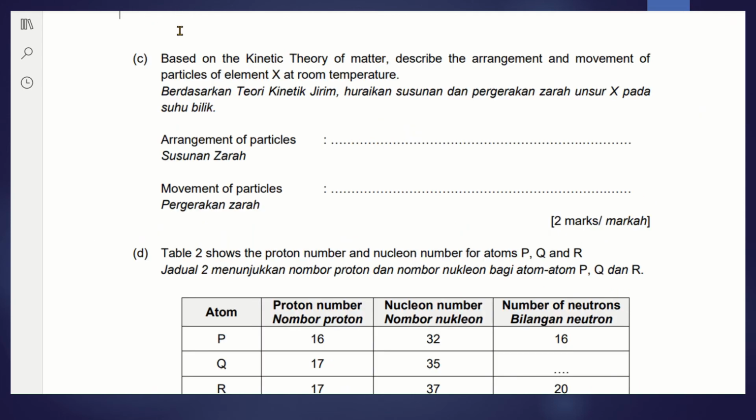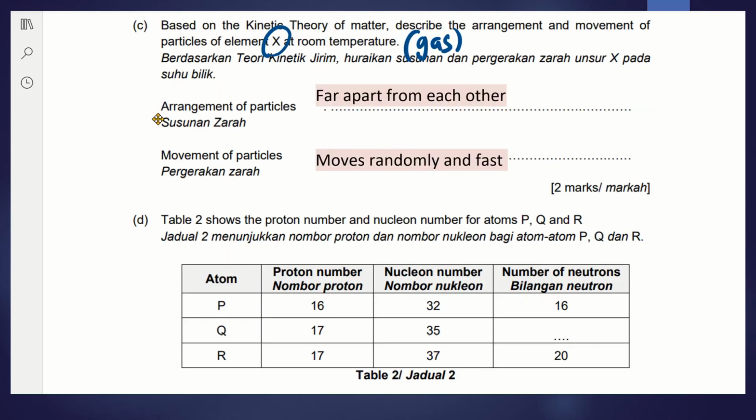Next question. Based on the kinetic theory of matter, describe the arrangement and movement of particles of element X at room temperature. We know that element X exists in the form of gas at room temperature. So arrangement of particles, at gas far apart from each other. The movements of particles, move randomly and fast.